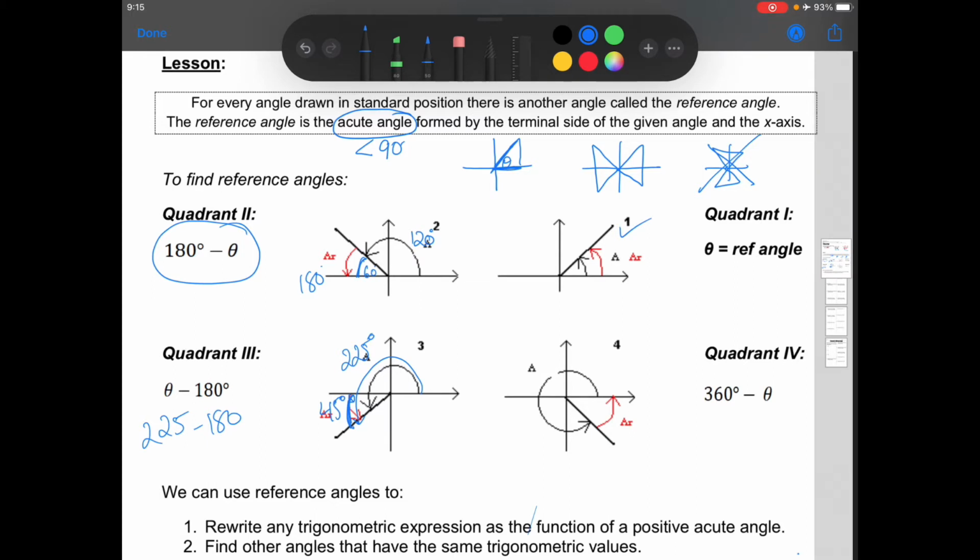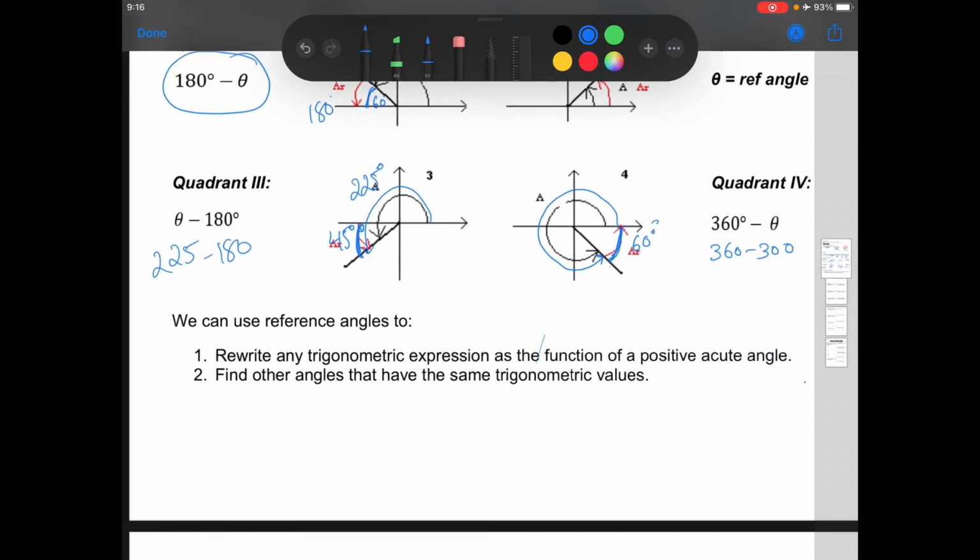So the fourth scenario would be when your angle is in the fourth quadrant. So it would be what? You're going to do 360 minus the angle. So give me a number that's larger than 270 and less than 360. So let's say 300. Very basic, right? So 360 minus 300. So your reference angle is what? 60 degrees. So that's how you find your reference angles, okay? Depending on where you are.